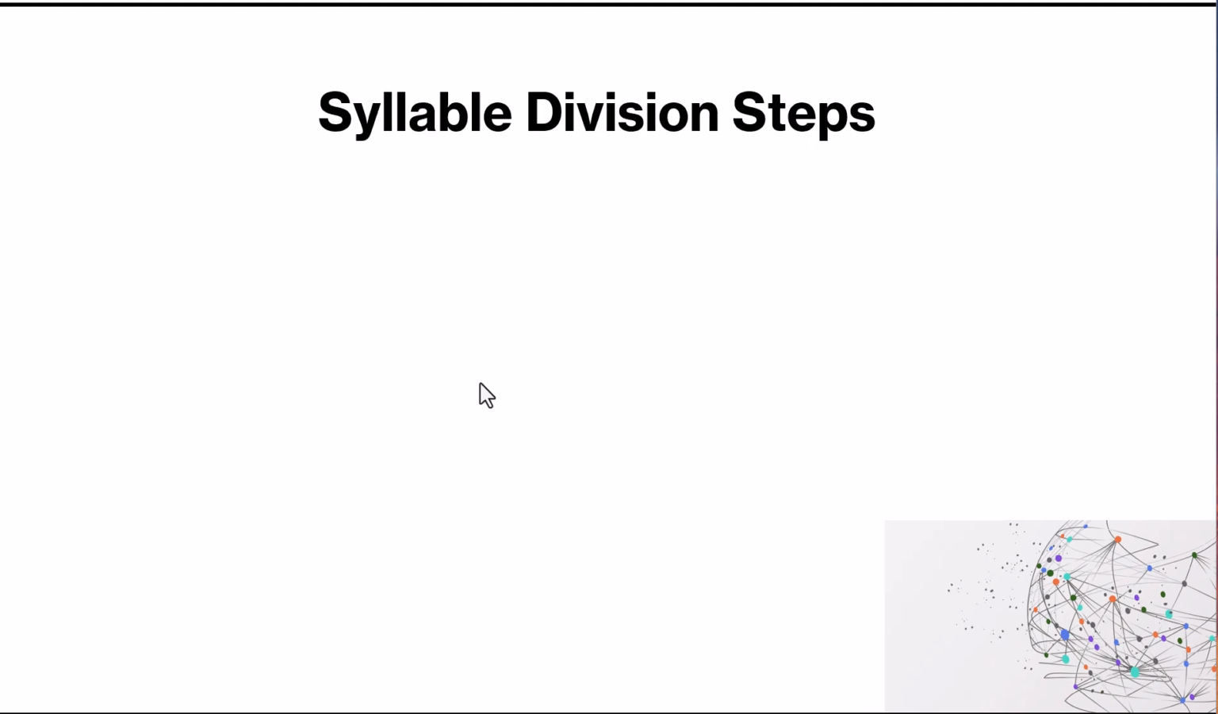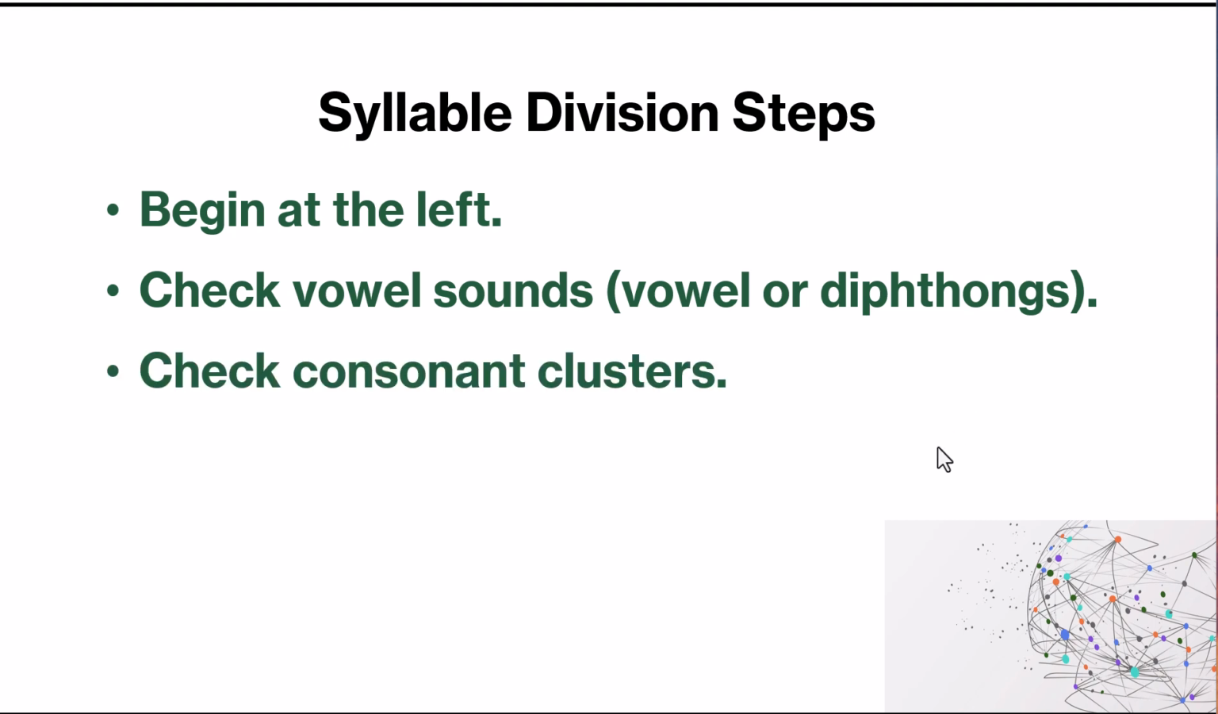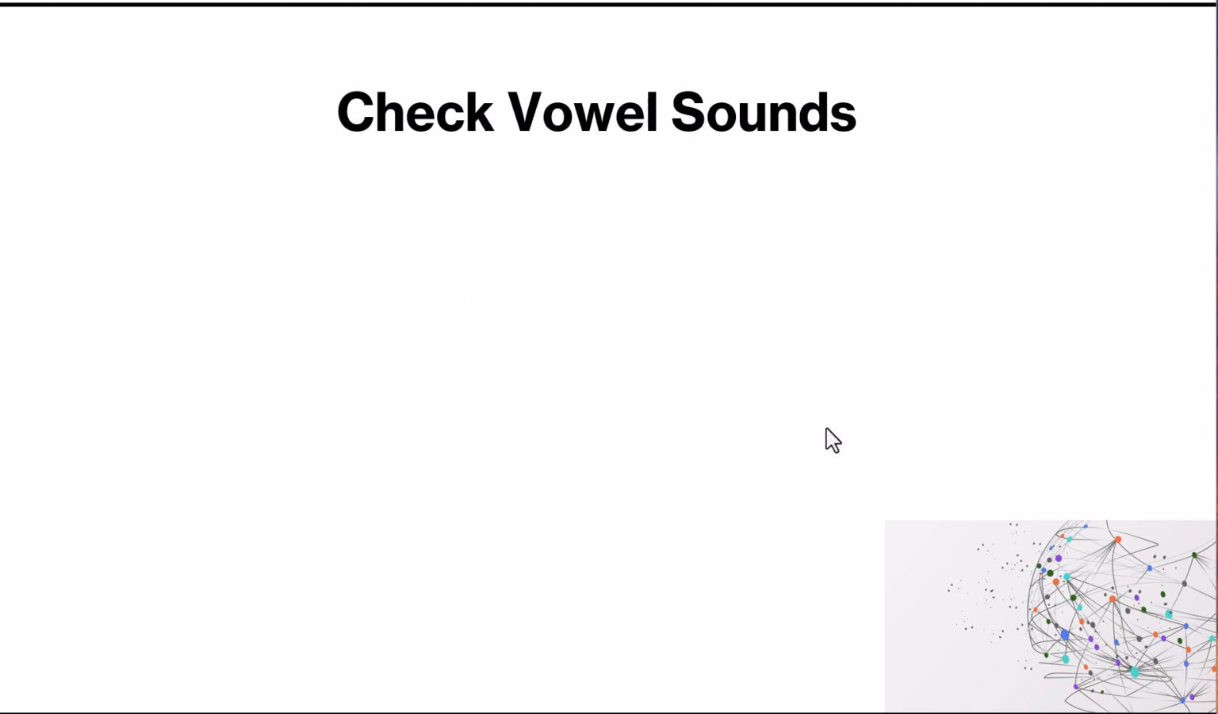Let us look at some syllable division steps now. Begin at the left, reading left to right. Check the vowel sounds, so vowels or diphthongs, and that will tell you how many syllables you have. Check the consonants and the consonant clusters, and determine which consonant clusters are pronounceable. And then finally, divide the word.